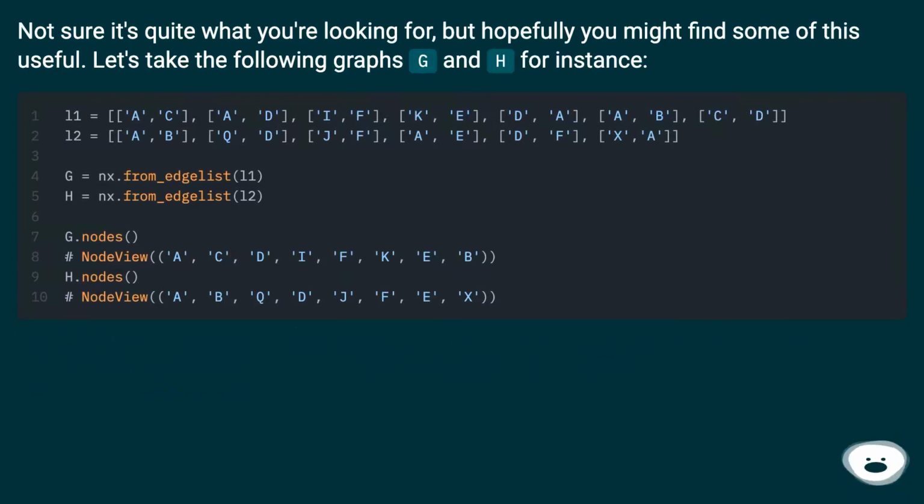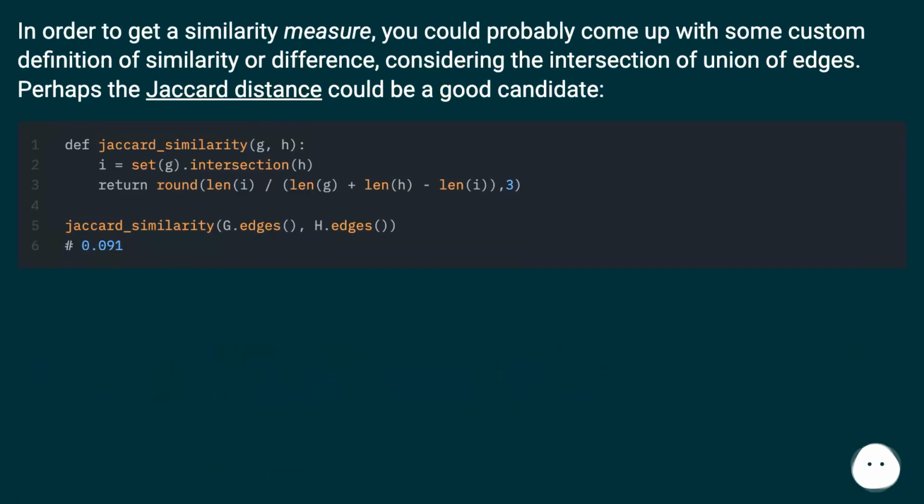Not sure it's quite what you're looking for, but hopefully you might find some of this useful. Let's take the following graphs G and H for instance. In order to get a similarity measure, you could probably come up with some custom definition of similarity or difference, considering the intersection over union of edges. Perhaps the Jaccard distance could be a good candidate.